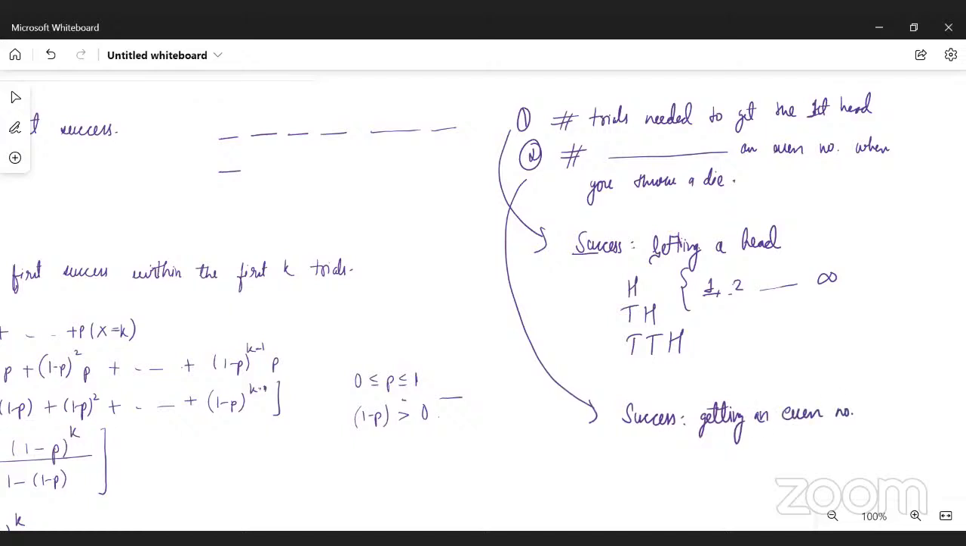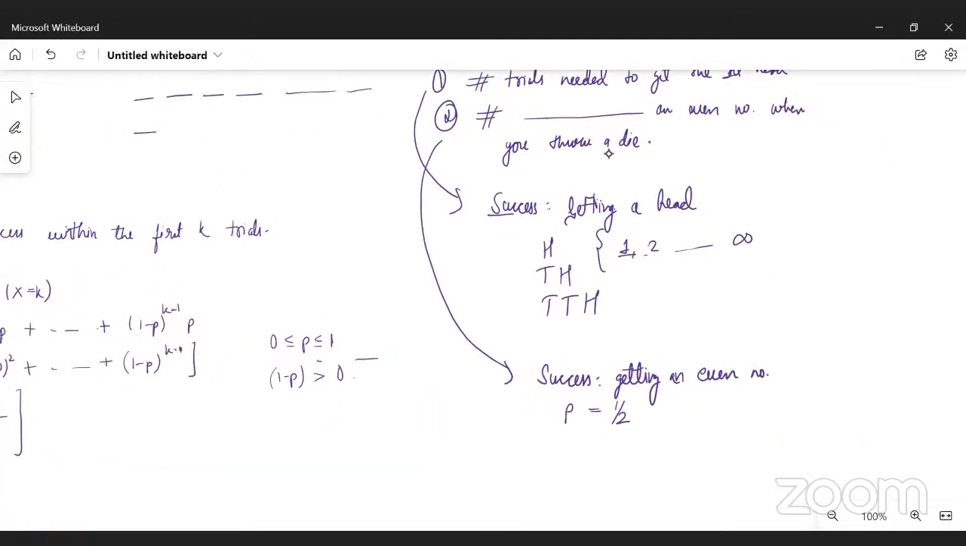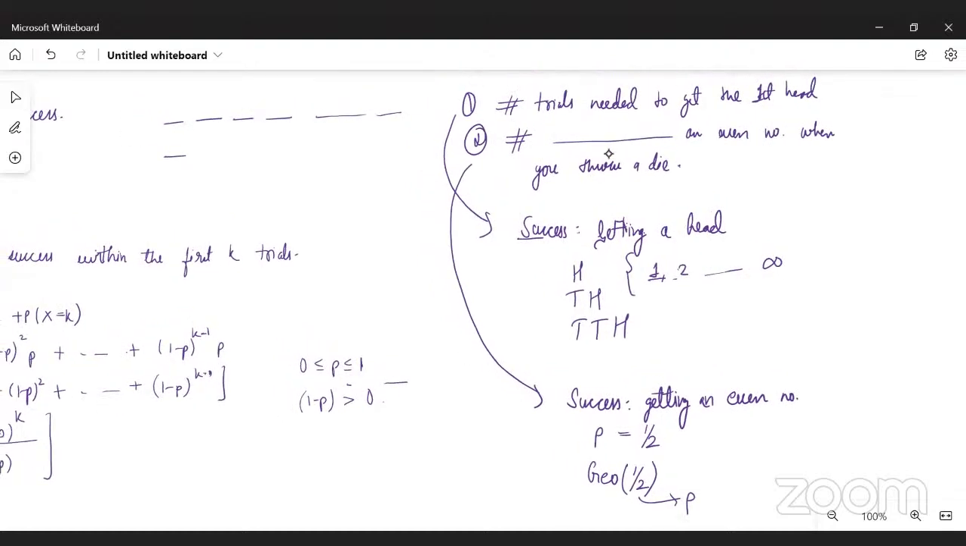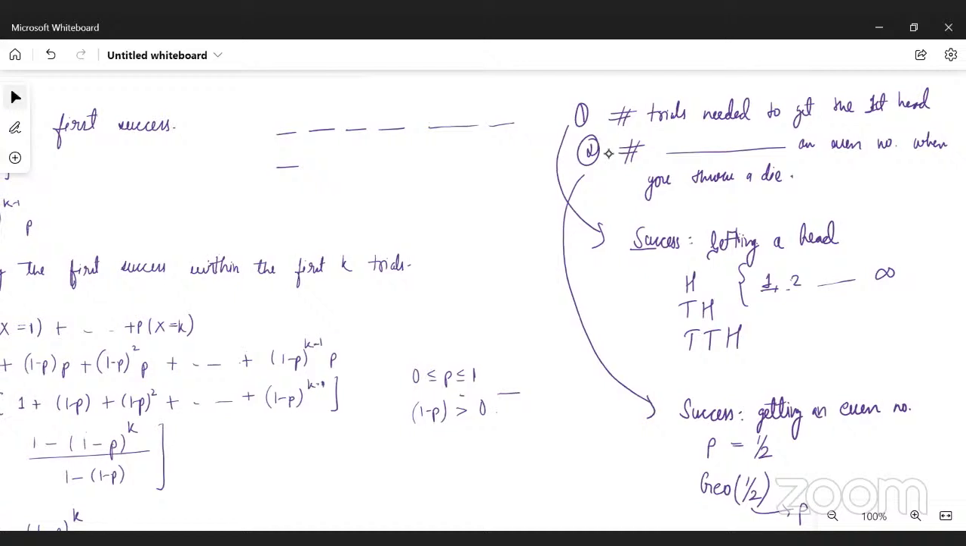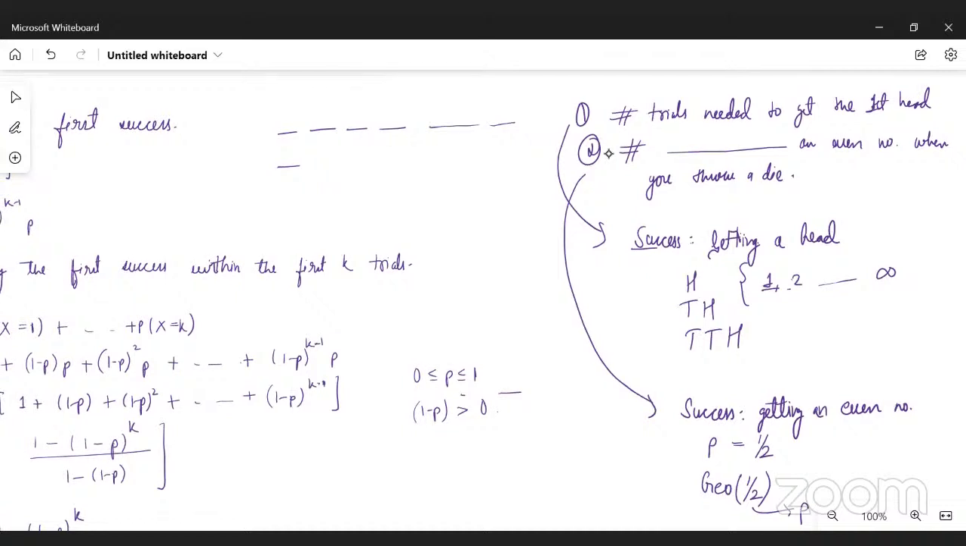So what is the probability of success here? 3/6, 1/2. So how do we write this? We will write this as geometric 1/2. So it is represented as geometric 1/2, where 1/2 is the probability of success. Fine. So how do you give the PMF of this distribution?